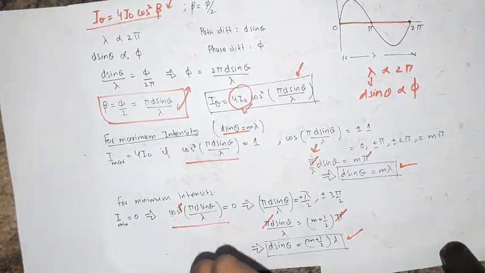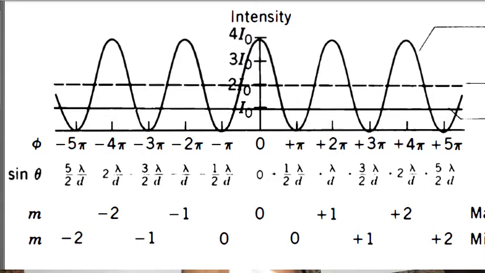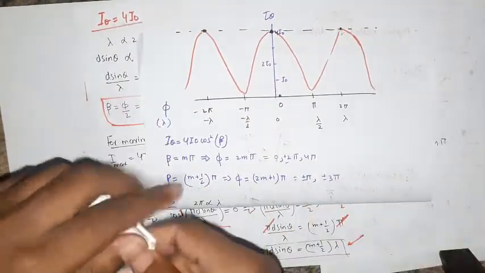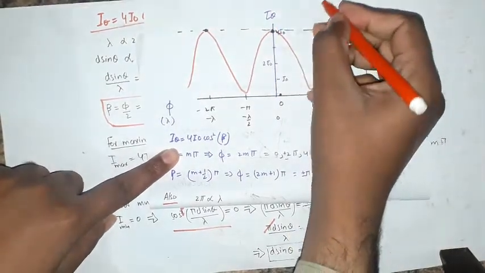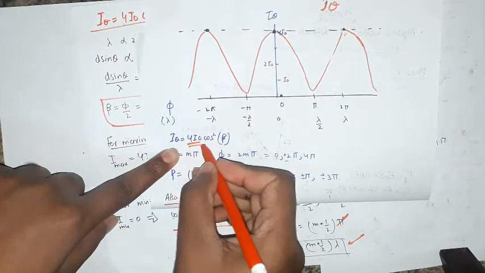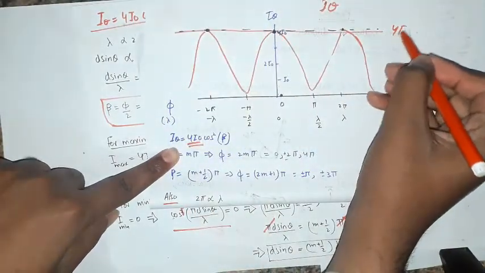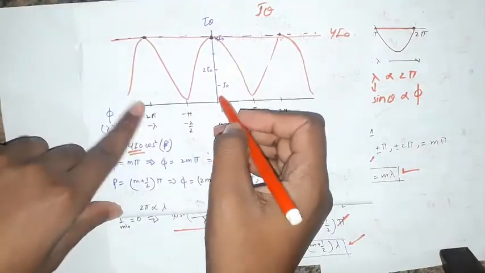You can also plot this intensity, as you can see on the screen. This is how intensity is plotted, or I have plotted it here. You can plot it against any parameter. On the vertical axis we have I theta, which is the intensity, and from our expression we know that maximum intensity is 4 I naught. So this line represents the maximum intensity, which is equal to 4 I naught.